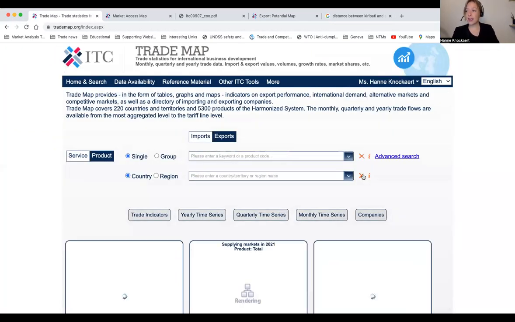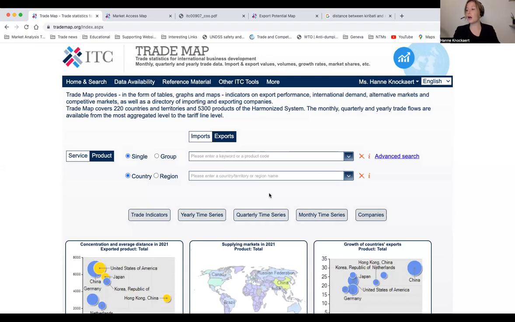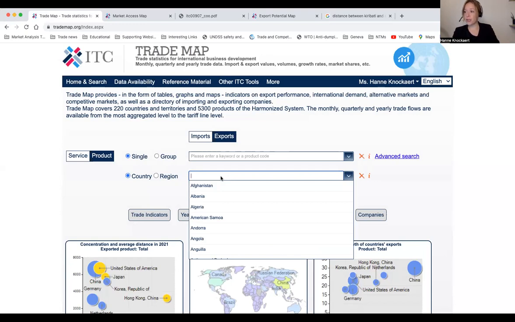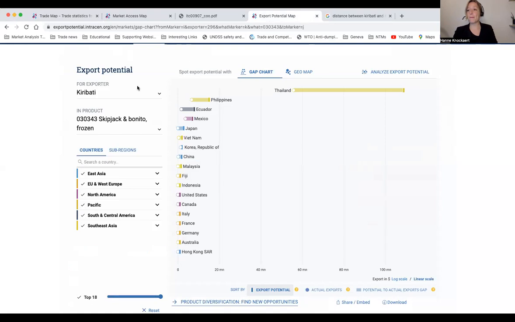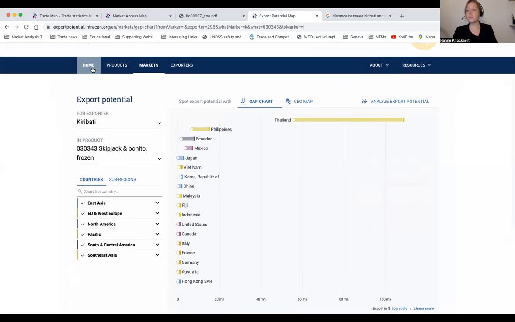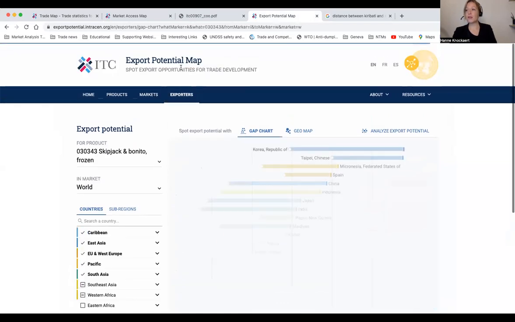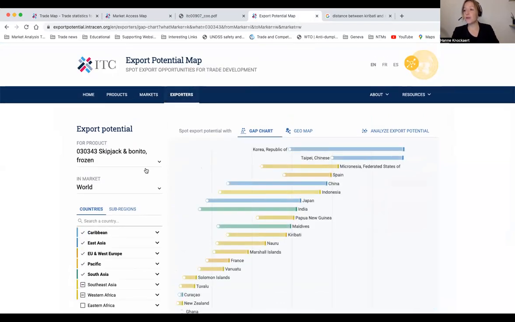So if you want to look at the importer side, so you want to figure out where you can get your equipment, for example, for a certain thing, if you already know which product you are interested in, you go into export potential map, and you look at exporters. So now you will get a list of exporters of whatever you are looking at.